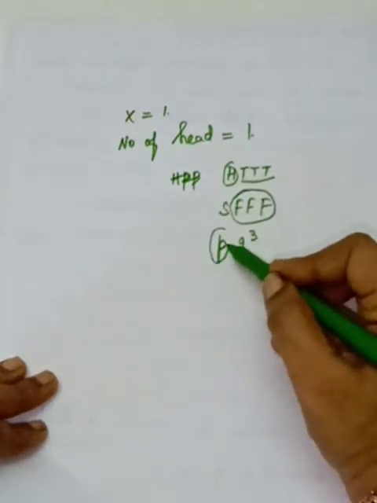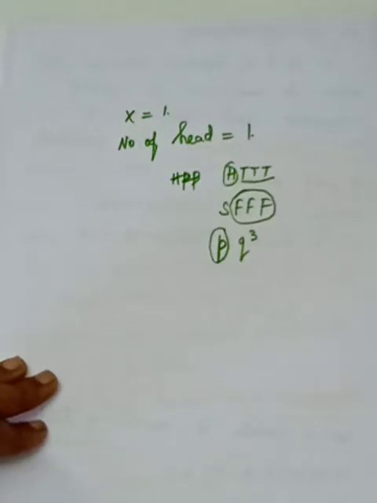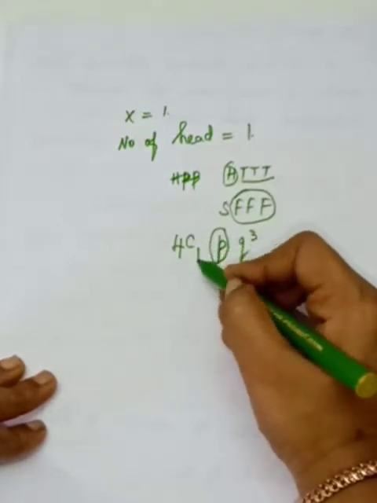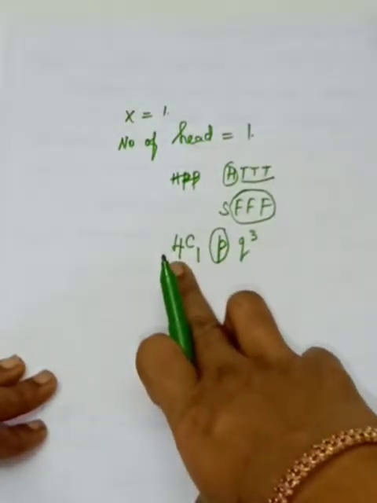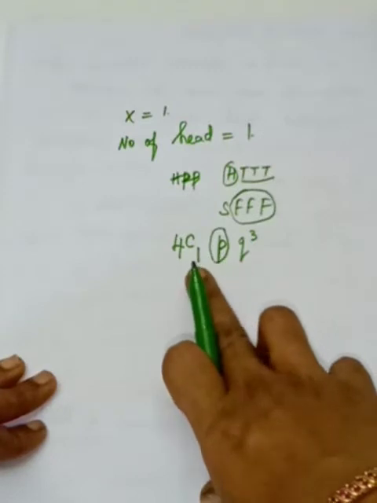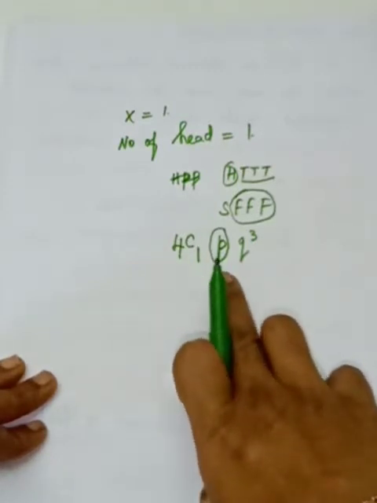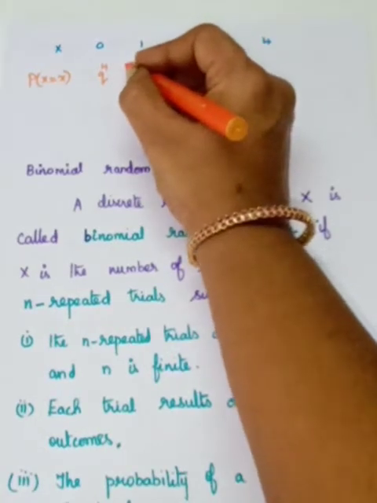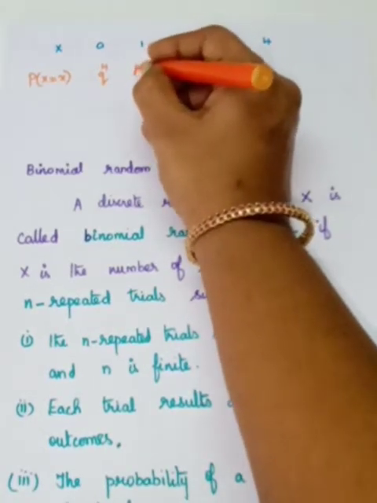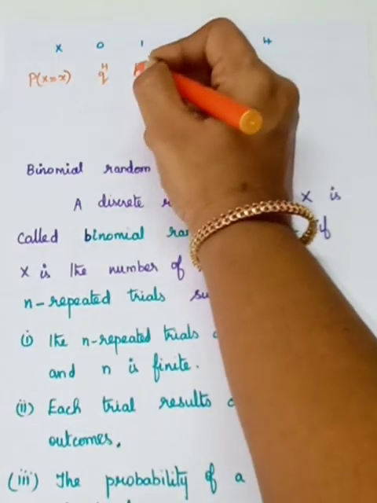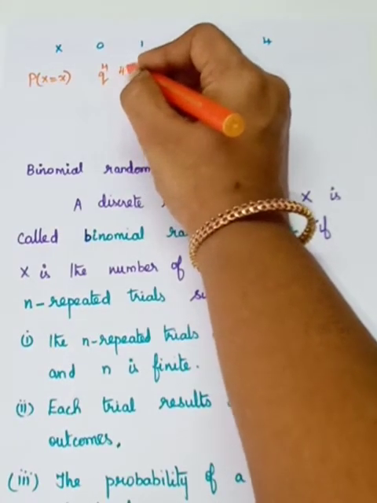But you are getting success out of 4 times, and which time you are getting success, we don't know. Therefore it can be done in 4C1 ways. Out of 4 coins, only one coin has success, that is, having head. So 4C1 into p. So when x is equal to 1, only one time you are getting success, that is p, the remaining 3 times you are getting failure, so that is q cube, and the success can be chosen in 4C1 ways.